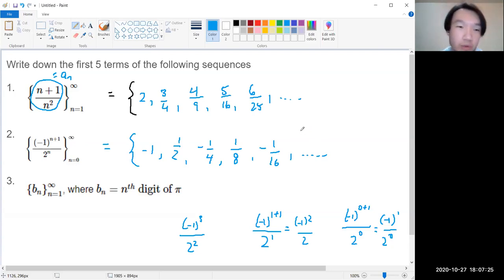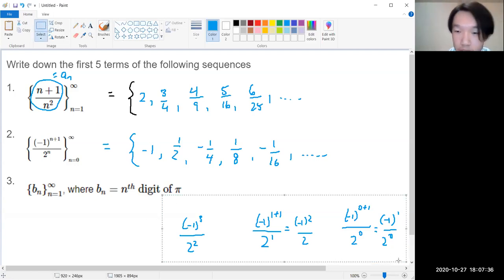Yes, the sign. So the -1 basically makes the sequence alternate signs as you go from one term to the next, right? So that's something to take note of. Okay, let's do the last sequence.